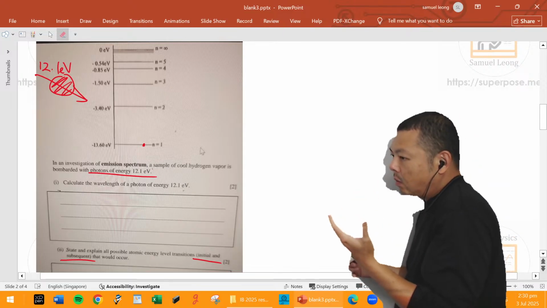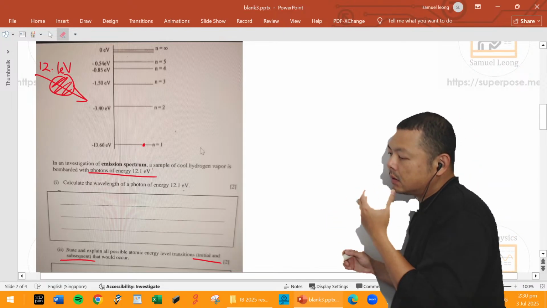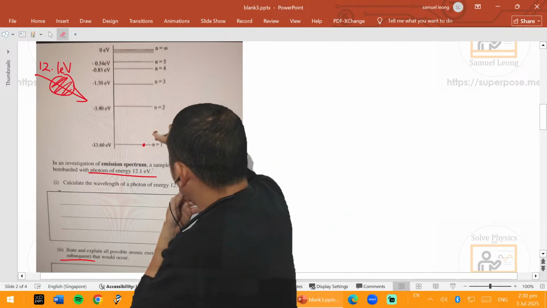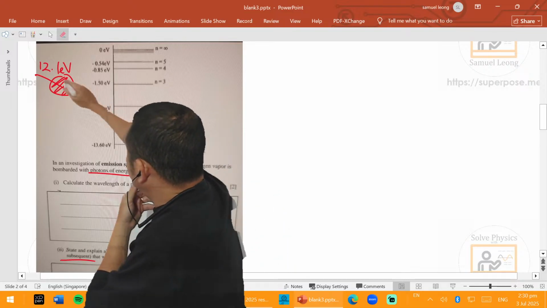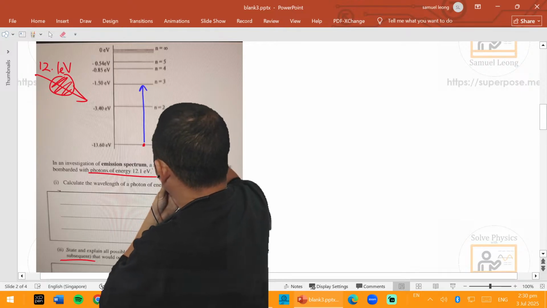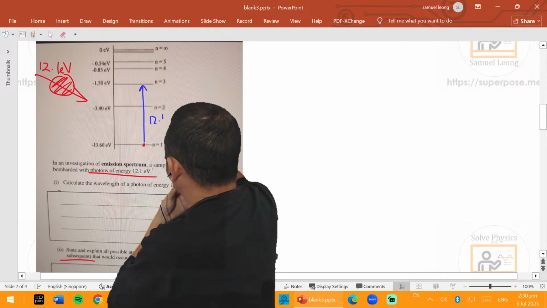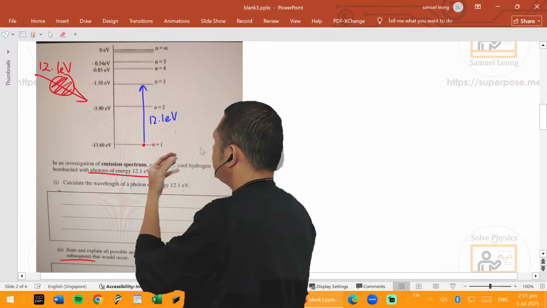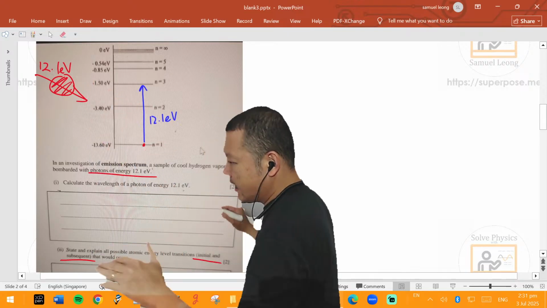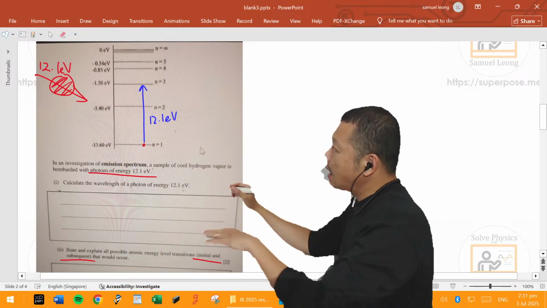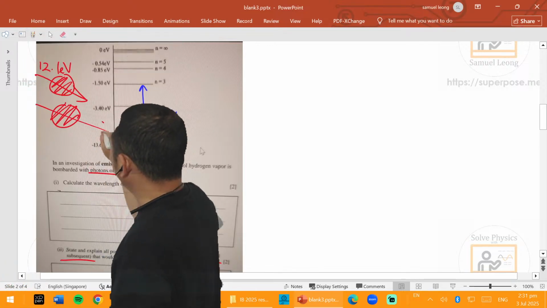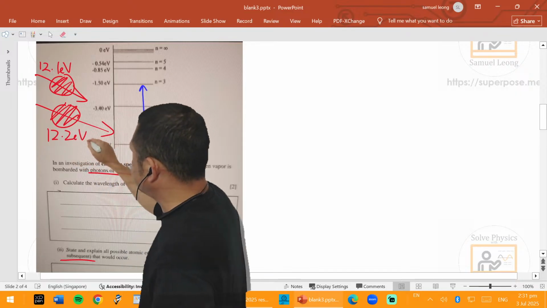Can, but why? Why can it be absorbed? So you're saying that due to the transition from here to here, and the transition is 12.1 eV, this allows the electron to absorb that photon. Is that what you're saying? How about if I use 12.2? Can or not? More energy, 12.2. Can it be absorbed?